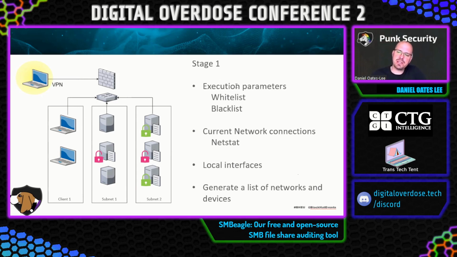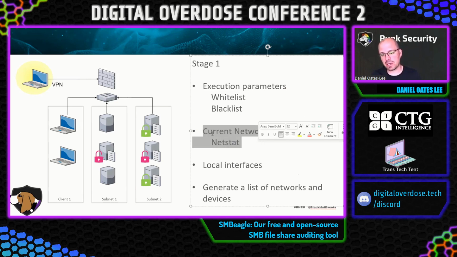So the first stage is SMBeagle can be passed, we don't like the word whitelist and blacklist anymore. That should have been changed. It should have been allow and deny lists. Sorry about that. But basically, you can feed in the inclusion networks and the networks that you want to exclude.